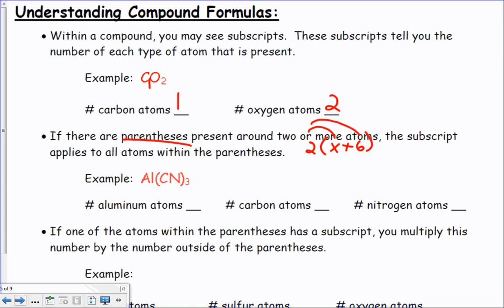Well, here's an example for chemistry. Al is outside the parentheses. It's going to have its little subscript of 1. I have 1 Al. But I'm going to distribute the 3 much like I would in algebra. So that's going to give me 3 carbons and 3 nitrogens. Okay?